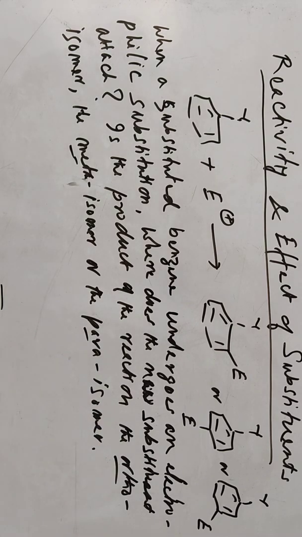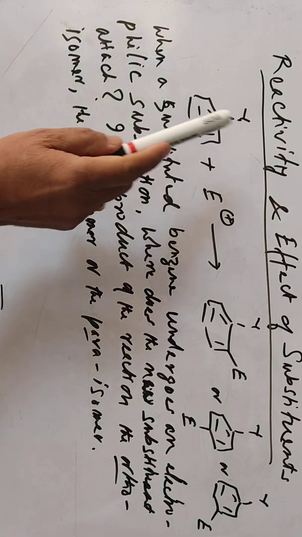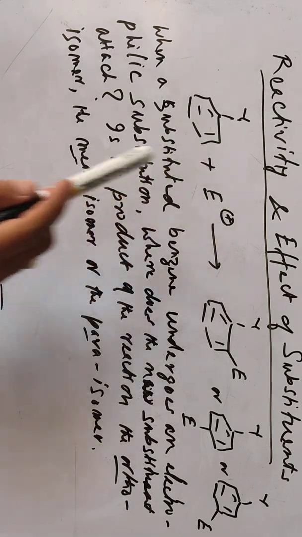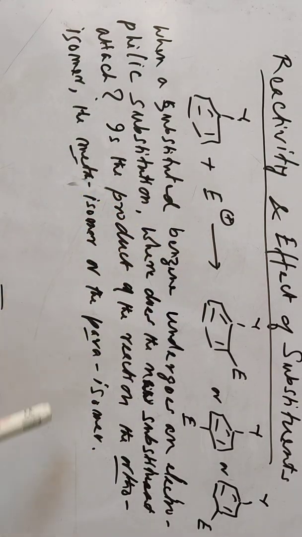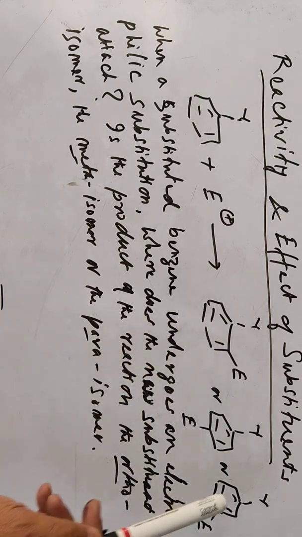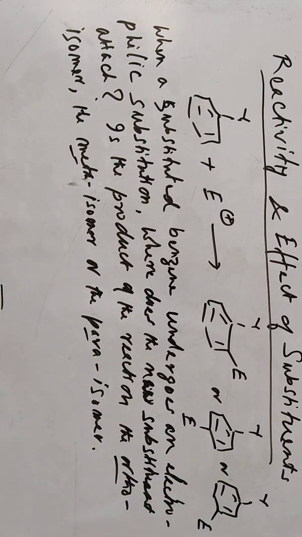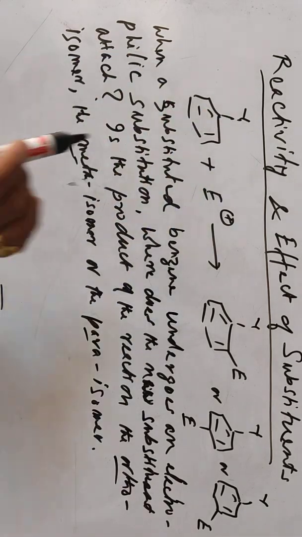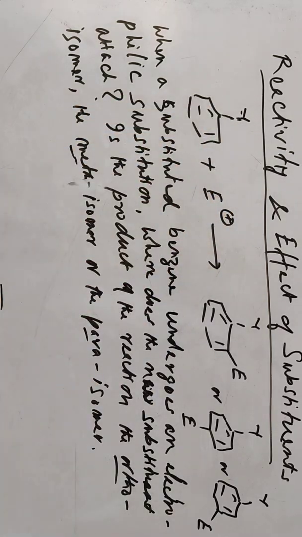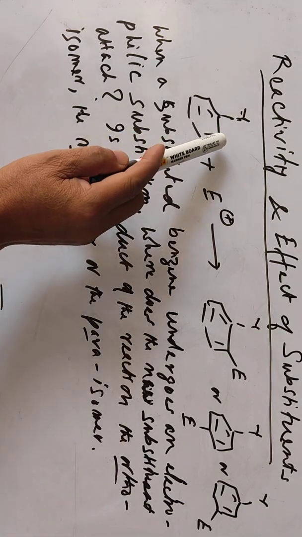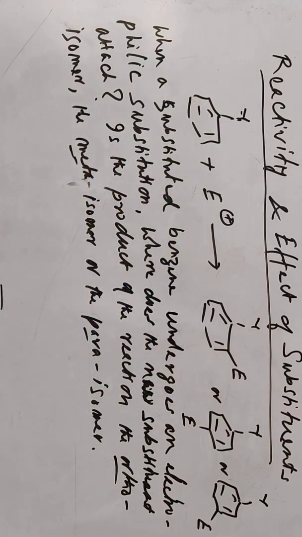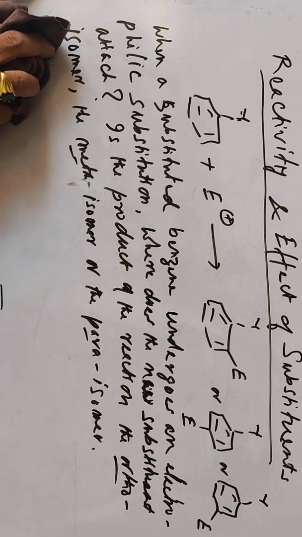I am repeating again. When benzene is substituted, where can the electrophile go? When the substituted benzene undergoes an electrophilic substitution, where does the new substituent attach? Is the product of the reaction an ortho isomer, meta isomer, or para isomer? The substituent already attached to the benzene ring determines the location of the new substituent. It depends on the substituent Y.